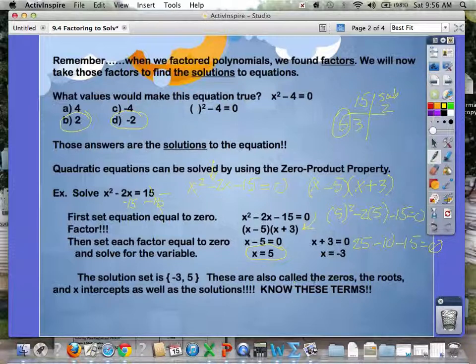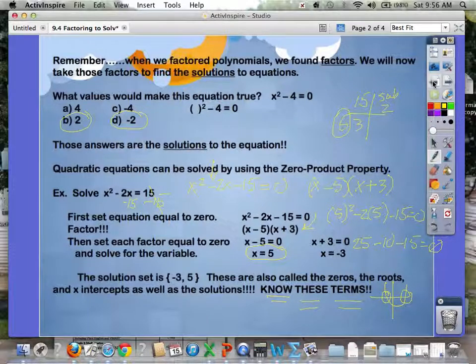These are also called zeros, roots, x-intercepts, and solutions. You need to know these terms. They are used interchangeably, and they will assume that you know which each one is. It's all referring to the same thing, so make sure you know all those terms mean the same thing. Zeros, roots, x-intercepts, solutions, they're all talking about where that parabola crosses the x-axis. These points where it crosses, right here, right here.